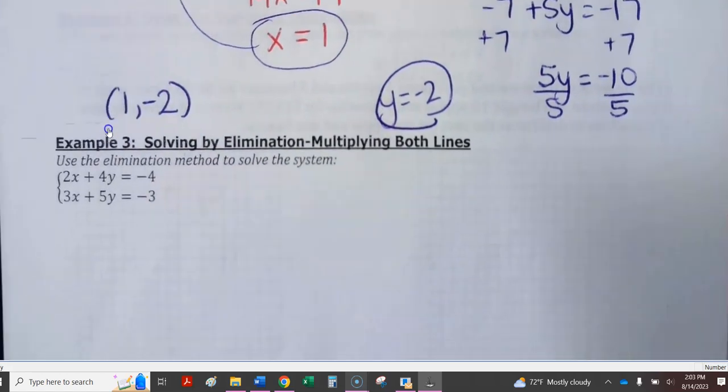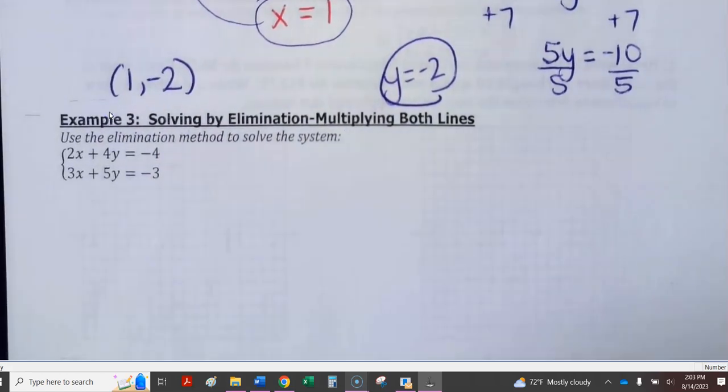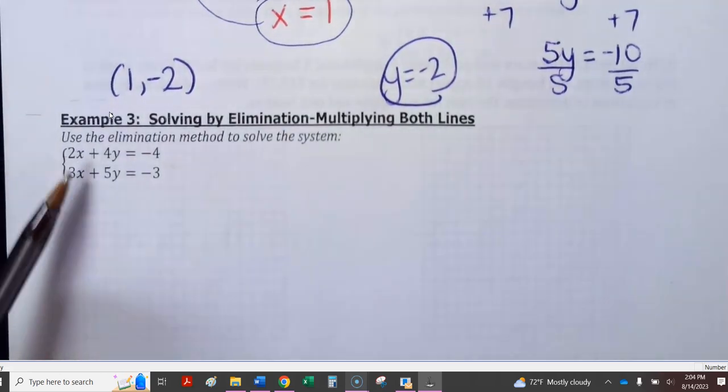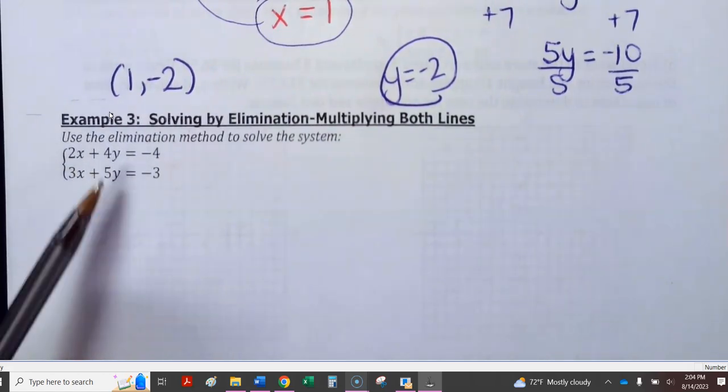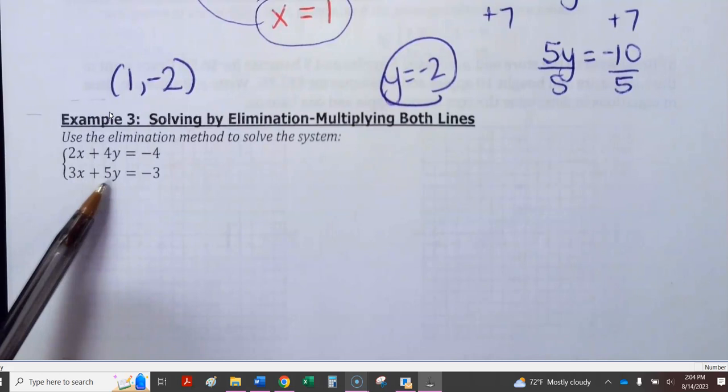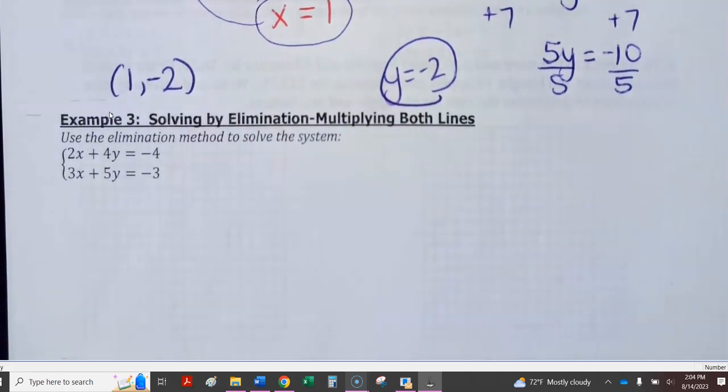This is example 3. I'm trying to get opposite coefficients on the same letter, like a positive 2 and a negative 2 or something like that. So in this one, am I going to multiply 2 by anything to get 3? Am I going to multiply 4 by anything to get 5? Unless you want to work with a decimal, no. What do I have to do?